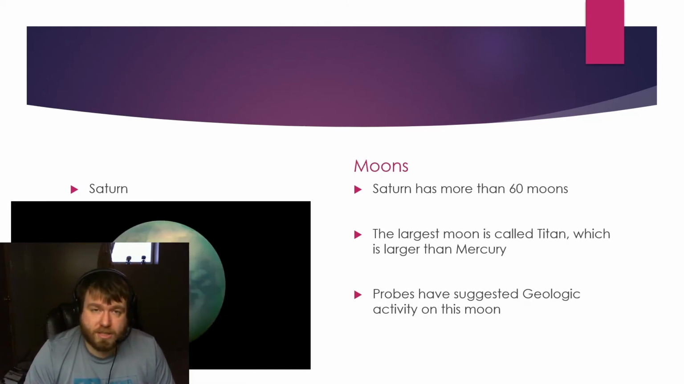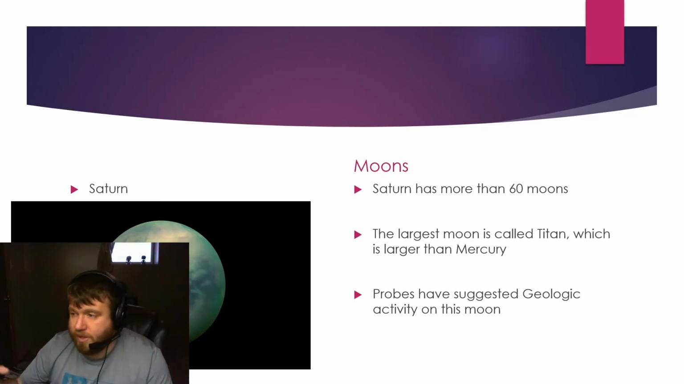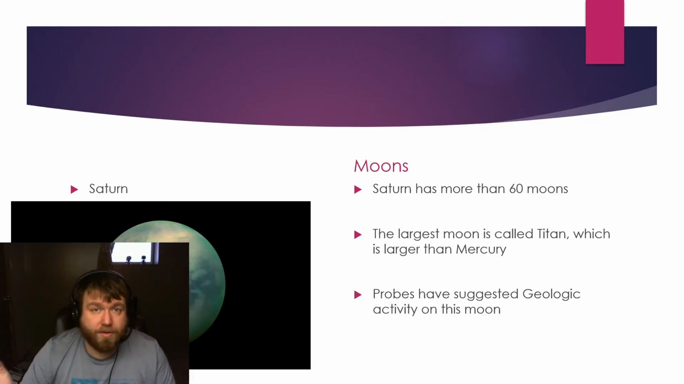Saturn has more than 60 moons, so like Jupiter, it has a lot of moons. The largest moon around Saturn is called Titan, which is actually larger than Mercury. So, that just tells you how big Saturn is, that it has a moon that is larger than another planet in our solar system. And probes have suggested geologic activity on this moon.